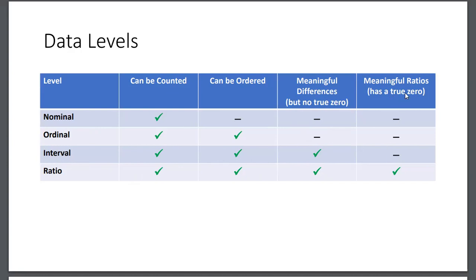And the last column is where you look at the ratio of 2 values. Only the ratio level data can do that, because that data has a true zero, where there's total absence of something.